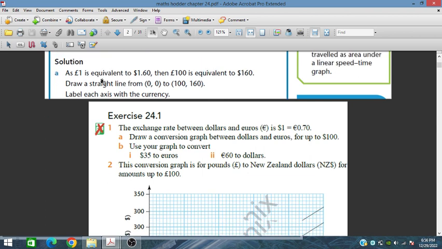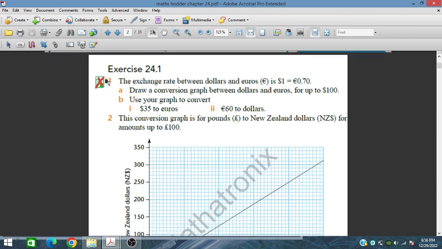So let's start from exercise 24.1. The exchange rate between the dollar and euro is 0.70. $1 is equivalent to 0.70 euro. Draw a conversion graph between dollar and euro for up to $100 and use your graph to convert $35 to euros and 60 euros to dollars.